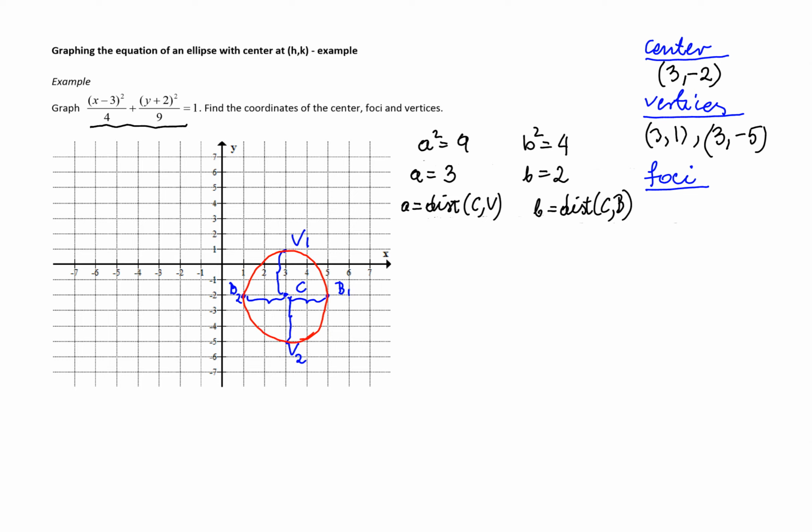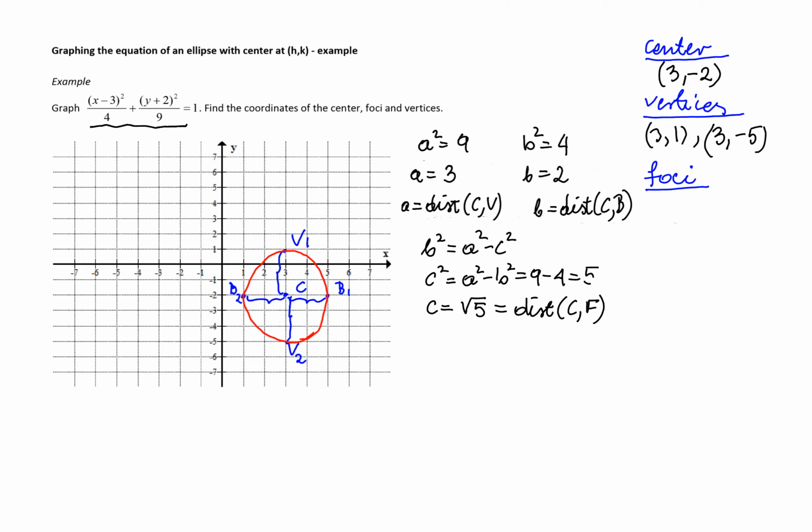The last thing to do is to find the coordinates of the foci. To find those coordinates, we need the value of c. So we'll use the relationship that b squared is equal to a squared minus c squared, which will give me that c squared is a squared minus b squared, and therefore it's going to be 9 minus 4, or 5. And therefore c is the square root of 5 because c is positive. So c is also the distance between the center and a focus.